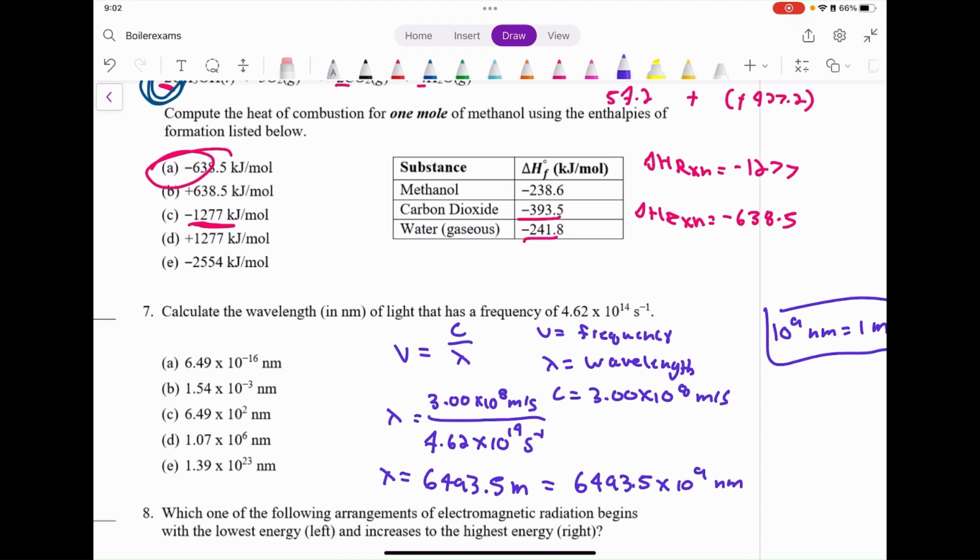Let's see here. Wait. Looks like we got a unit wrong somewhere. Okay, the right answer is C. So my number is right, but I got a unit majorly wrong. Did I put in my calculator wrong? Oh, I put in my calculator wrong. Oops. Okay, hold on. Okay, hold the phone. These aren't right. Let me just redo it real quick.